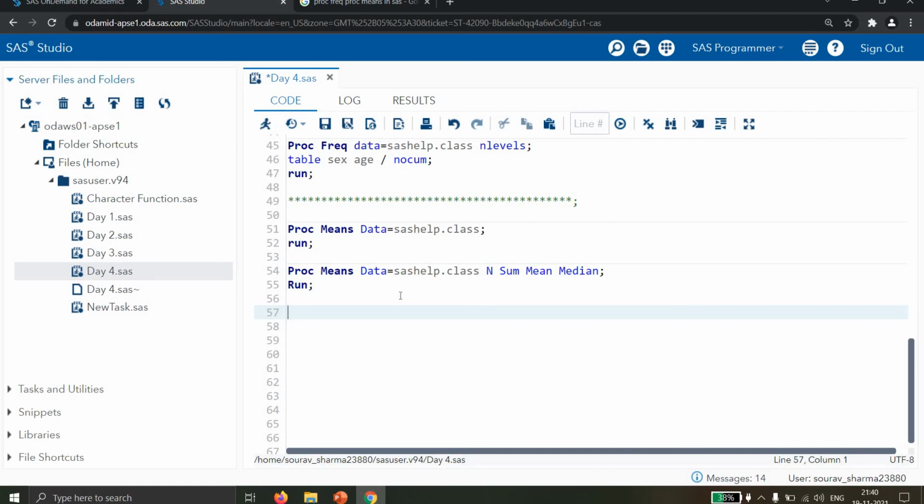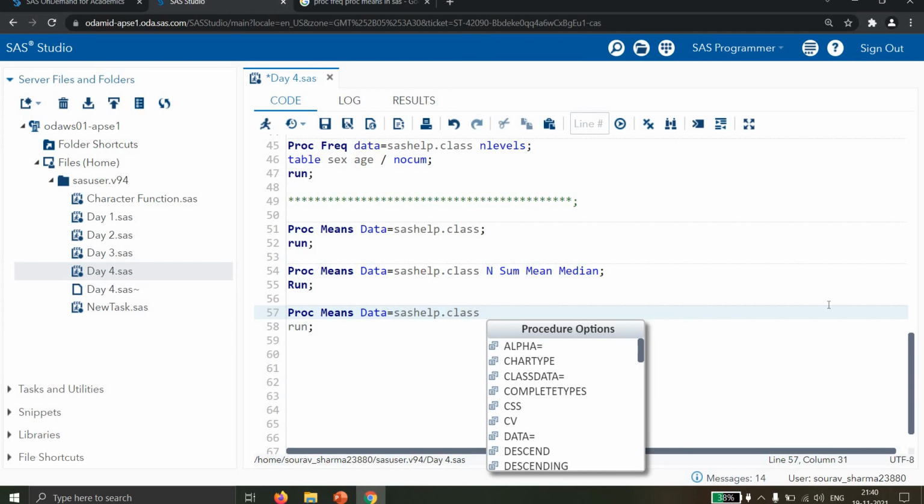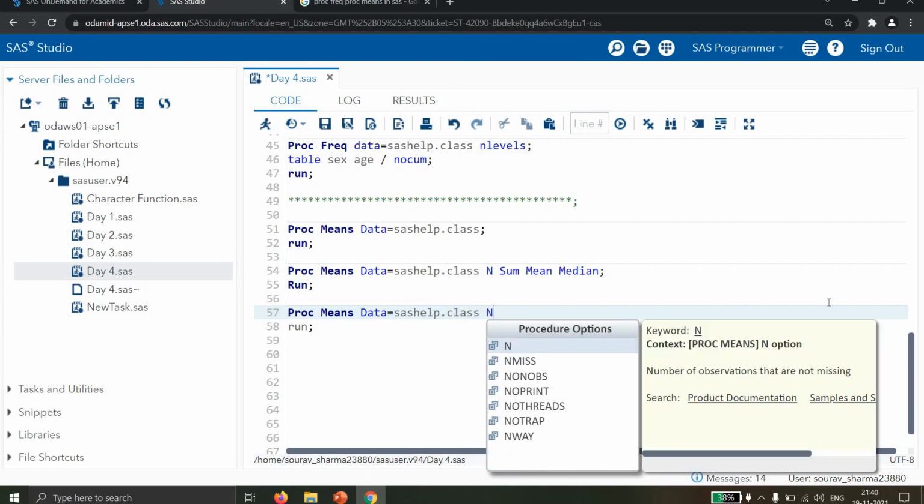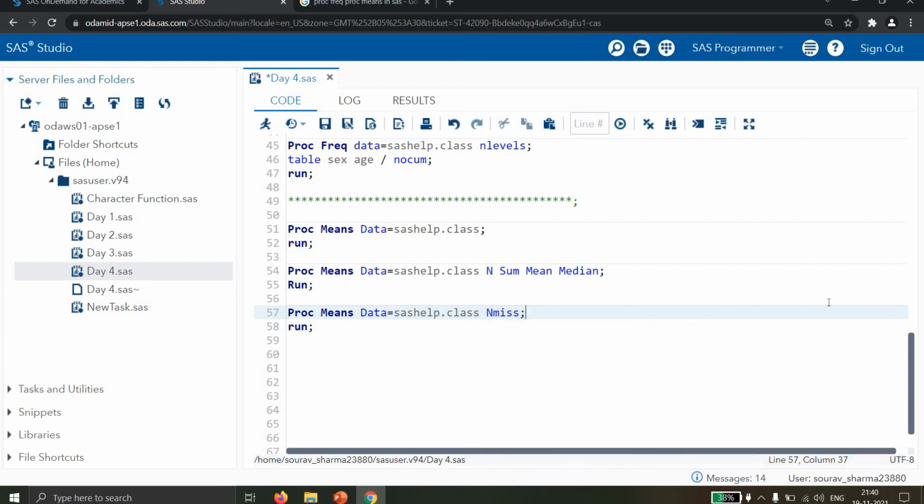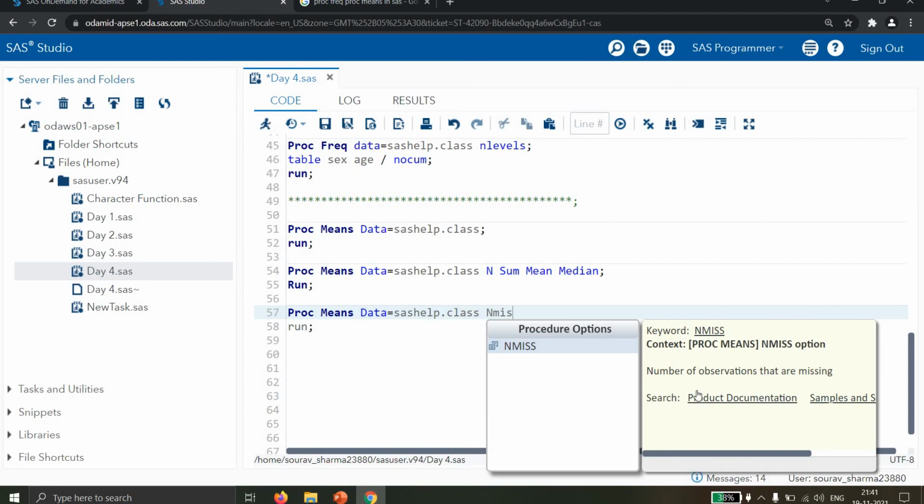Also, if you are saying I'm looking for how many numbers are missing in my data, this is the most asked question in interviews. They always ask how many missing values there are, how you can check missing data in your data set. So we have nmiss. You need to write nmiss only. It gives the number of observations that are missing in my data.